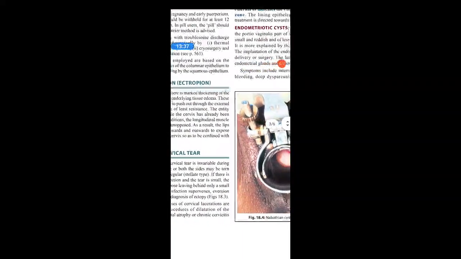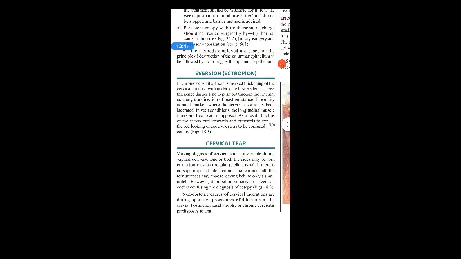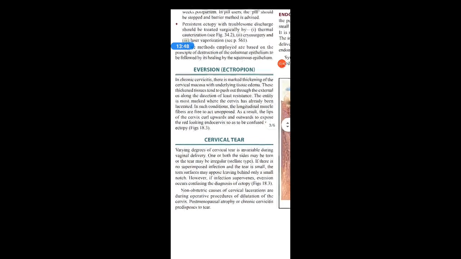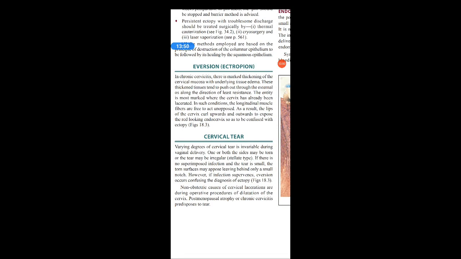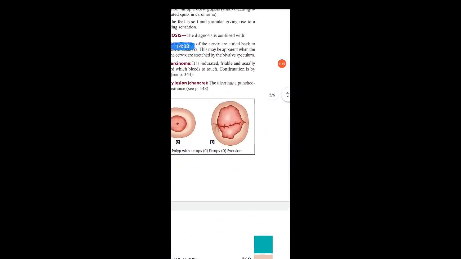In chronic cervicitis, there is marked thickening of the cervical mucosa with underlying tissue edema. These thickened tissues tend to push out through the external os along the direction of least resistance. It is more marked when the cervix has already been lacerated. In this condition, the longitudinal muscle fibers are free to act unopposed. As a result, the lips of the cervix curl outwards and upwards to expose the red looking endocervix, to be confused with ectopy. In diagram 18.3 you can see this is the eversion condition.